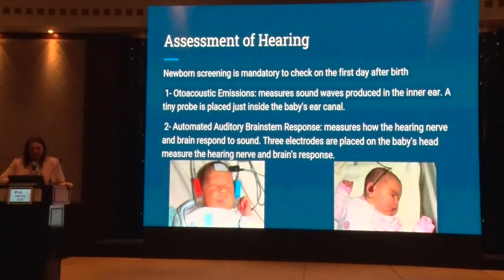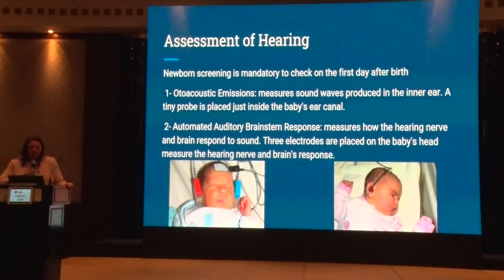How can we assess a child with hearing loss? Usually the parents come to us complaining that the child is not responding even to loud sounds, or is not responding like his siblings. Or later in life, they complain that he has speech and language delay. The first thing in assessment is the universal hearing screening for newborns. It is the most essential way to discover the baby's hearing loss since day one. We have two methods to do universal hearing screening.